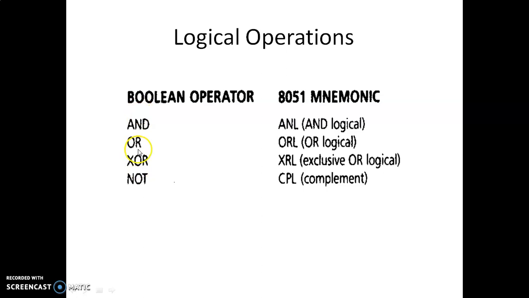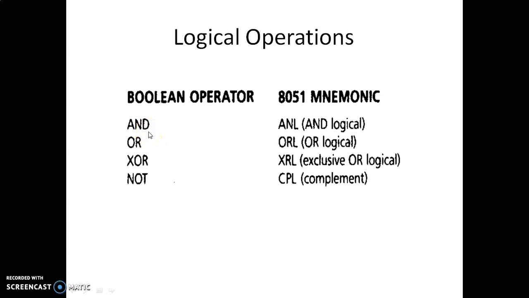Coming to the second one, OR, the mnemonic for OR is ORL, which stands for OR logical. The third one is XOR, and XOR stands for XRL, which is called exclusive OR logical. Coming to the fourth one, NOT, the mnemonic for NOT is CPL, which stands for complement. Let us discuss one by one in detail.